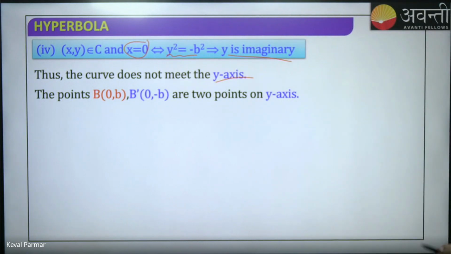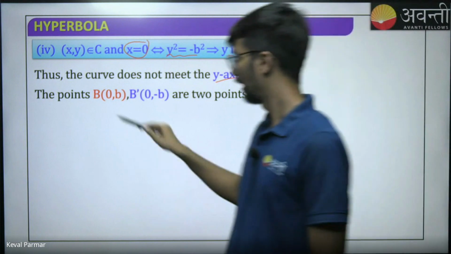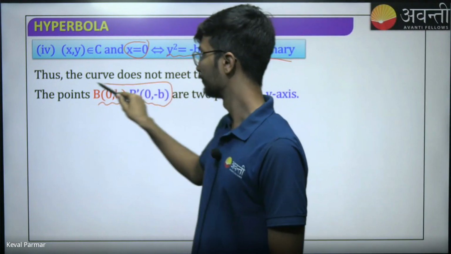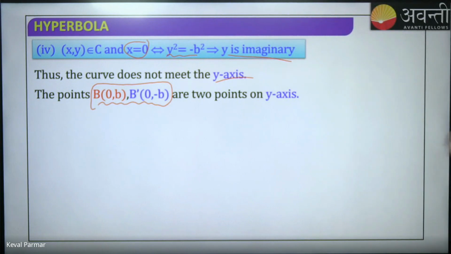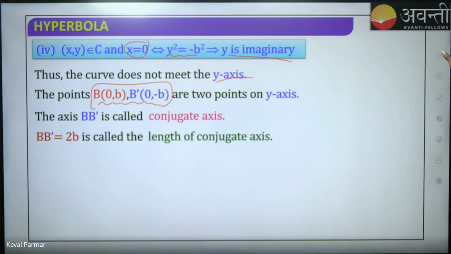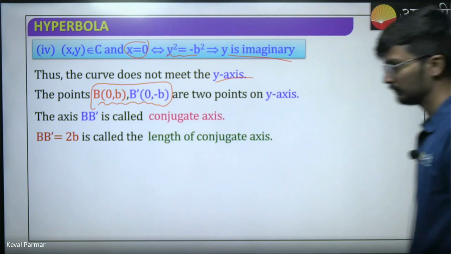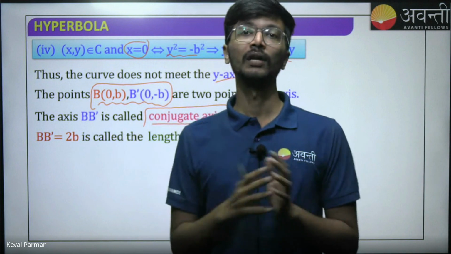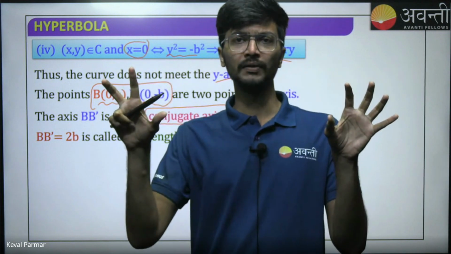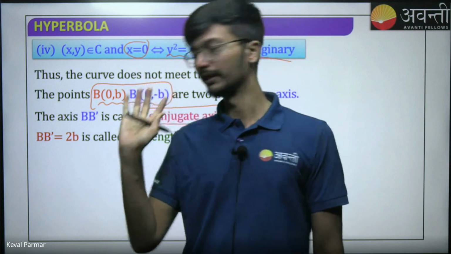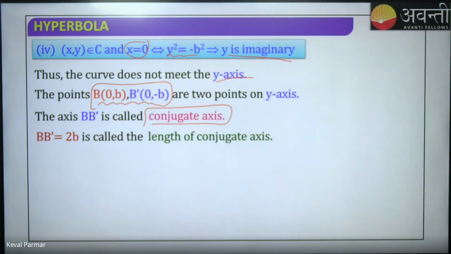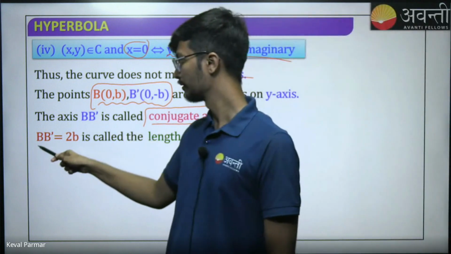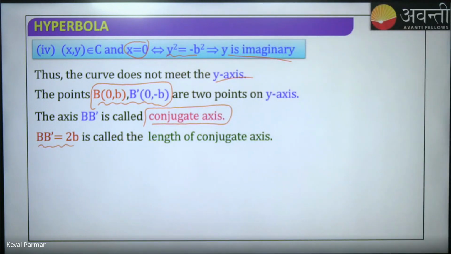The curve never intersects the y-axis, but there are points which are (0, b) and (0, minus b), which are known as B and B dash. This is called the conjugate axis, as I told you. Unlike ellipse, in hyperbola the major axis is replaced by transverse axis and the minor axis is replaced by conjugate axis. So I hope you know this. And the distance between point B and B dash is called the length of the conjugate axis, which obviously comes to 2b.